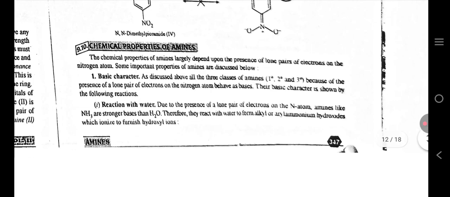Chemical properties of amines. The chemical properties of amines largely depend upon the presence of the lone pair of electrons on the nitrogen atom. Some important chemical properties of amines are discussed below.